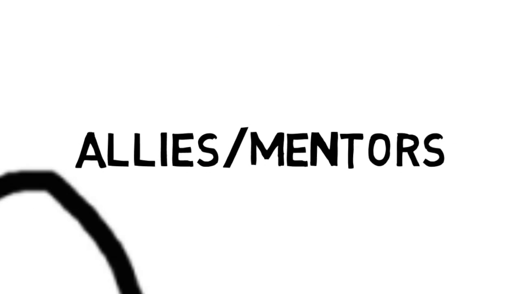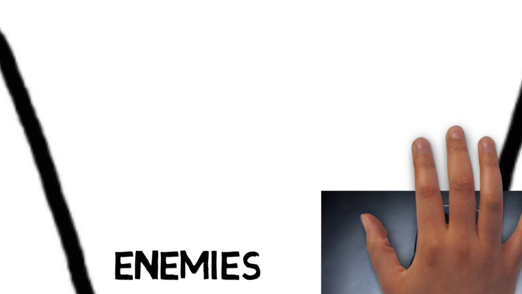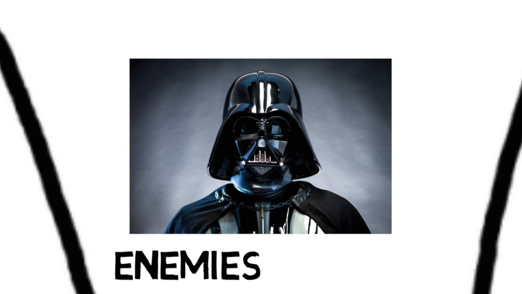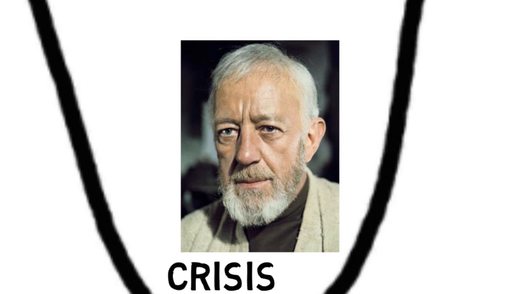That sends Luke on a journey, and on that journey he'll have allies and mentors, people who are going to help him on his way, people who are going to help him achieve his task. He'll also meet enemies. These are people who are going to oppose him, try and stop him. Obviously Darth Vader, stormtroopers, the Emperor. At some point on the journey he's going to hit crisis point. Now in Luke's case the crisis comes when his mentor Obi-Wan is killed. Sorry, spoiler there for anyone who hasn't seen the film.